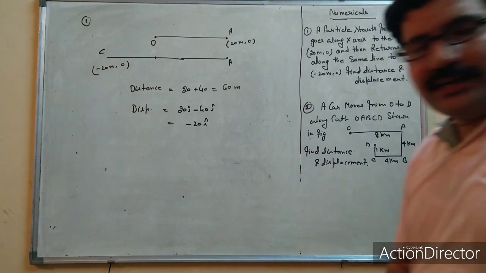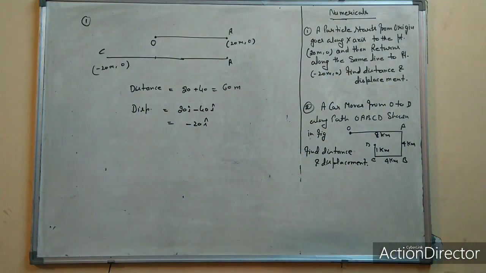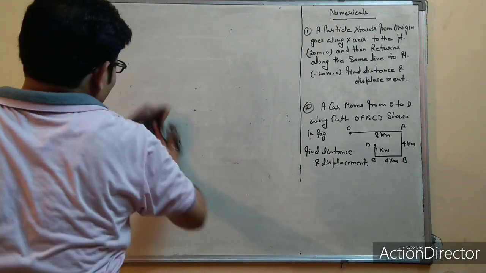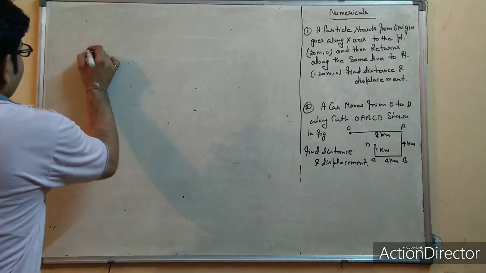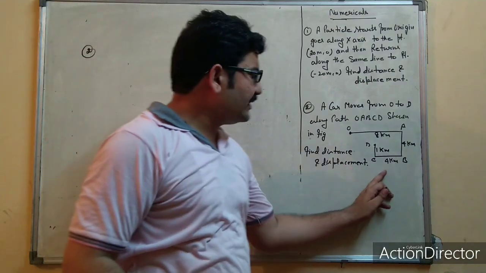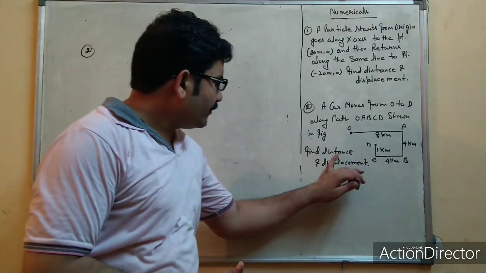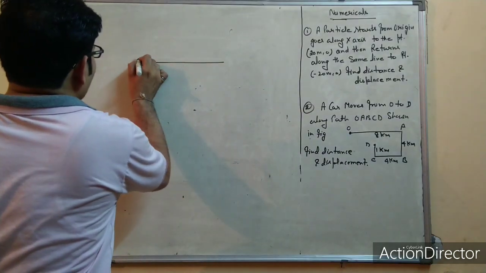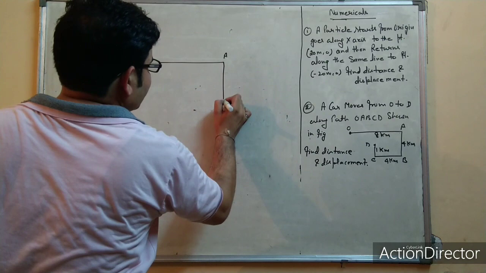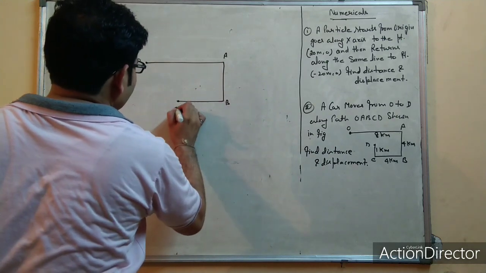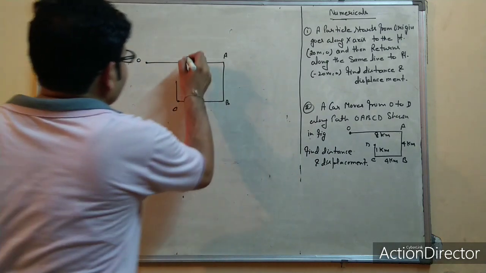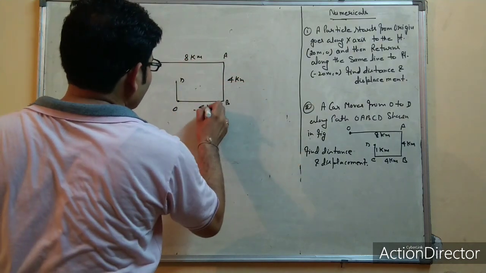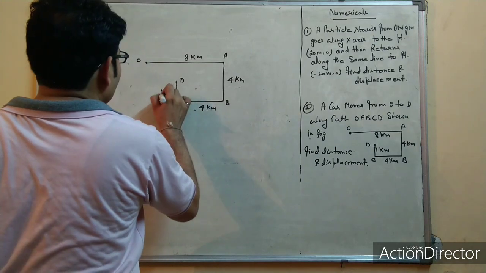Now we will try the second numerical. In the second numerical, this is the figure. Here, what we have to find is distance and displacement. First of all, we make a figure here. O, this is point A, this is point B, this is point C, and this is your point D. It is 8 kilometer, it is 4 kilometer, this is also 4 kilometer, and this is 1 kilometer.